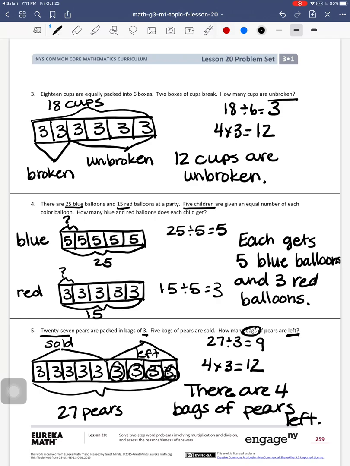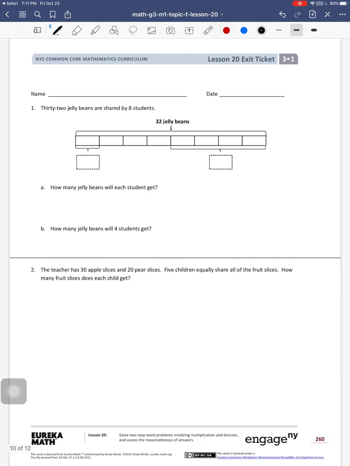All right, press pause and do your exit ticket, and then press play, and we'll check your work. 32 jelly beans are shared by 8 students. All right. So here we have our 32 jelly beans, okay?